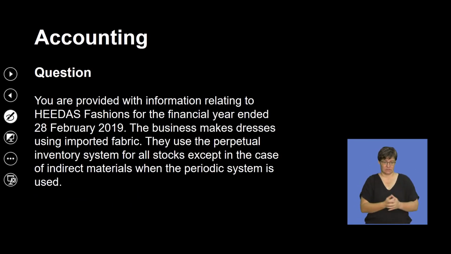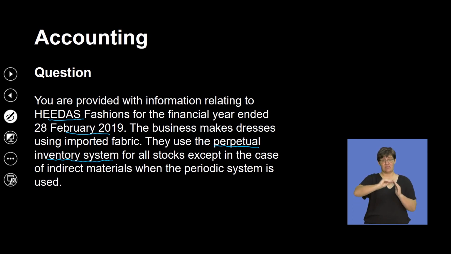Let's look at the question that we have here. You are provided with information relating to Hira's Fashion for the financial year ended the 28th of February 2019. So that's your financial year that you've identified. The business makes dresses using imported fabric. They use the Perpetual Inventory system. Okay, now this is important.